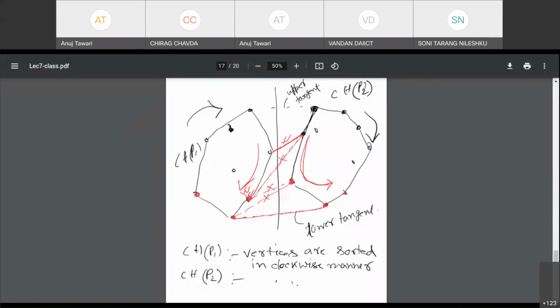Okay, I guess we are running out of time. So just think about this. How will you construct this lower tangent and upper tangent? Okay, some algorithm. So okay, we'll stop for now. Any questions regarding what we did today?